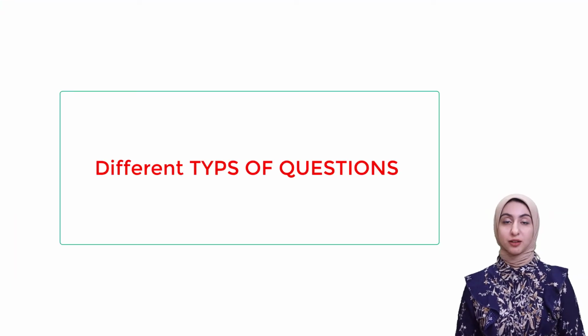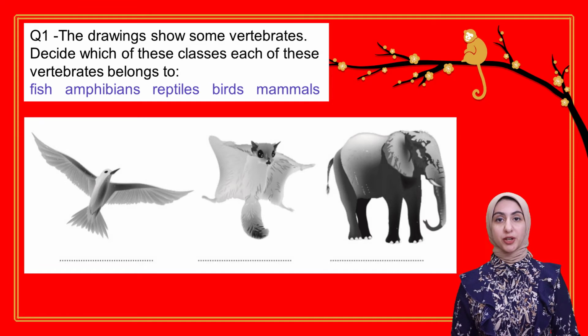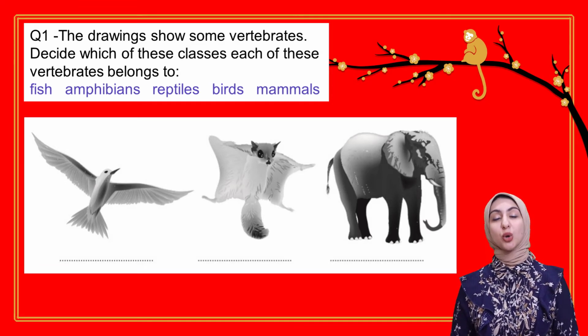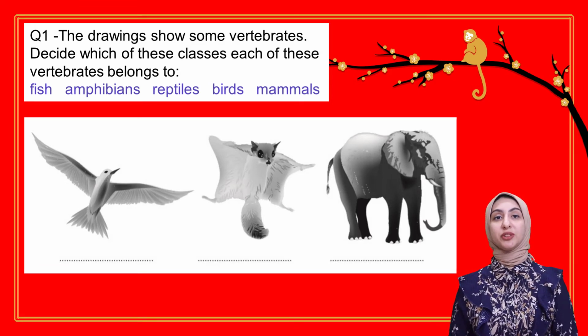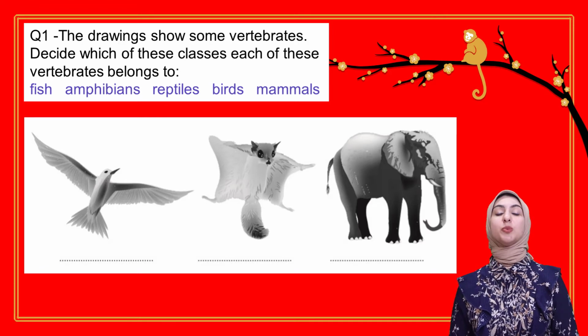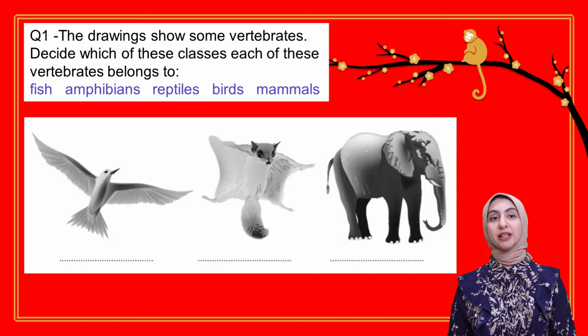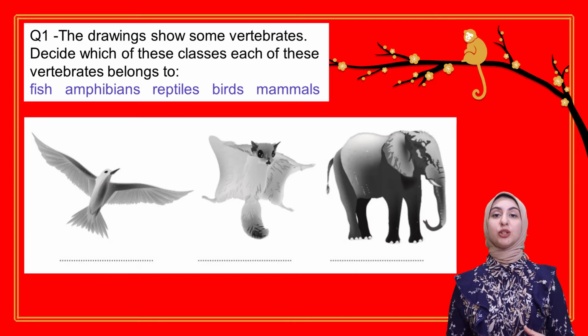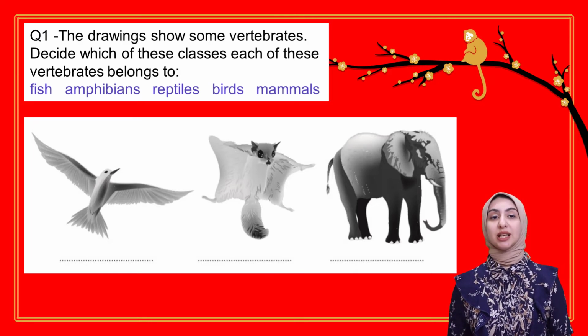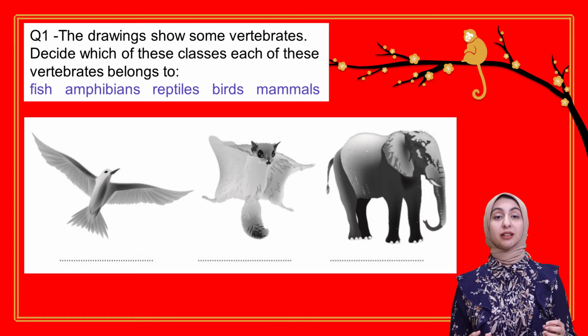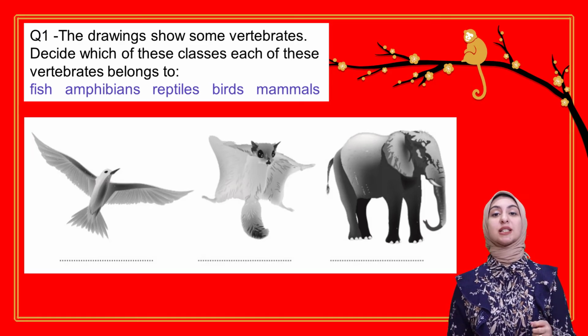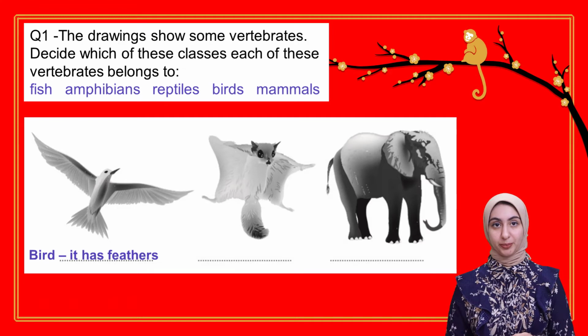Now we are going to answer some questions based on classifying vertebrates topic. First question, the drawings show some vertebrates. Decide which of these classes each of these vertebrates belong to. As you can see here, the first vertebrate is bird, and as we know, bird, it has feathers, it has a beak, 2 legs, so it is classified as bird.